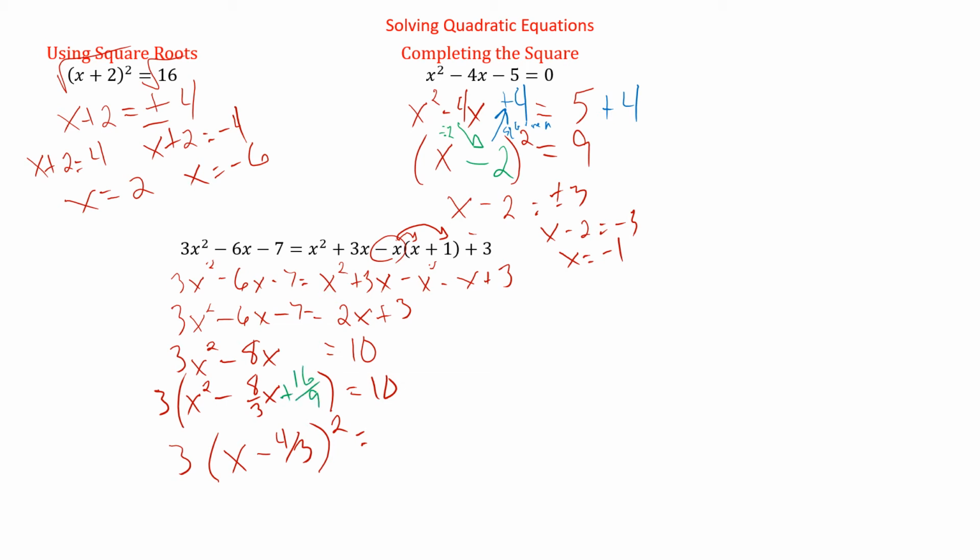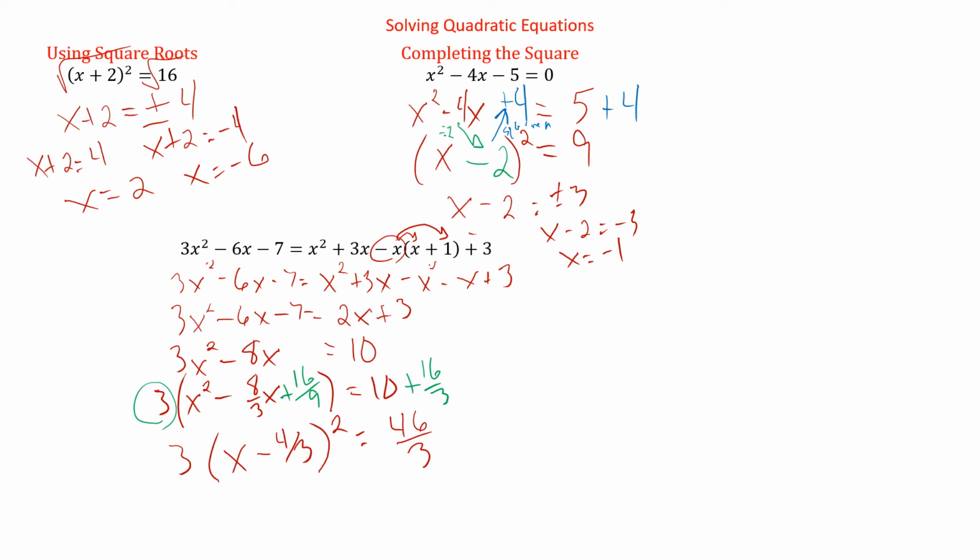Since we added something there, we have to add something to the other side. Now the trick is, we did not just add 16/9 to that side of the equation. We added 16/9 times 3. So that's what we have to add to the other side of the equation as well. 16/9 times 3 is going to be 16/3. So we have 10 plus 16/3. Well, 10 is going to be 30/3 plus 16/3 is 46/3.